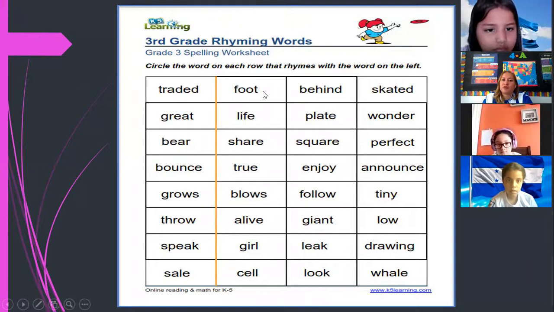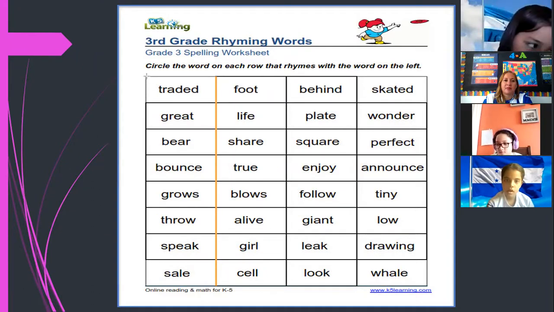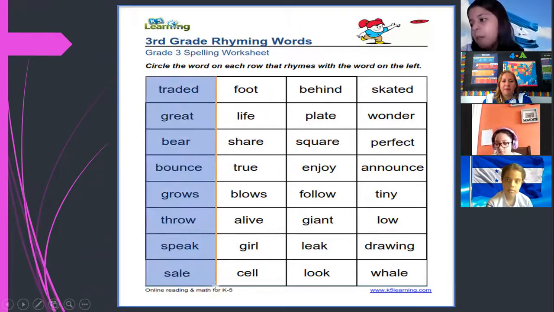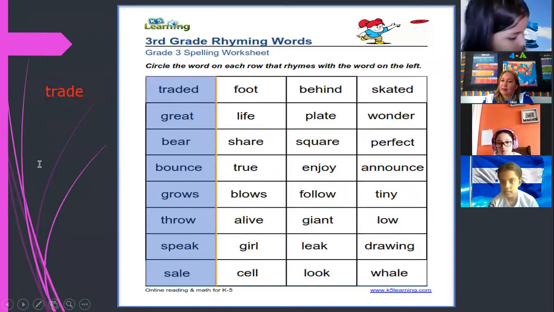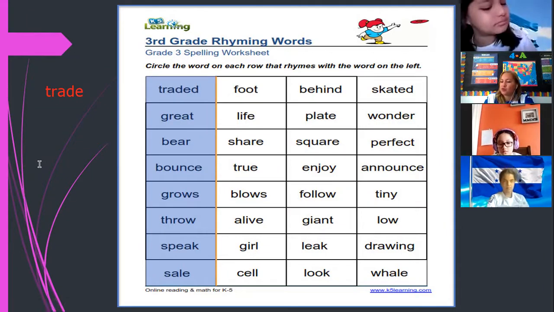Circle the word on each rock that rhymes with the word on the left. These are the words on the left. I am gonna color them in blue. We have to look for a word that rhymes with traded. If I say trade only, I am not reading the letter D at the end. That's what you used to do.